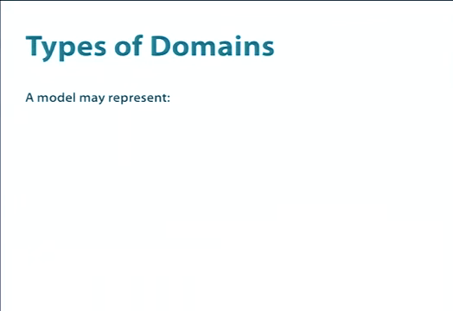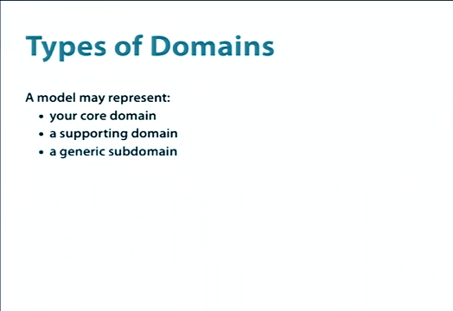How do we distill? If we're looking at any given domain that we're dealing with, a domain is probably going to represent one of three things. It's either going to be our core domain, a supporting domain, or a generic subdomain. So core domain, that's the reason why we're building the software in the first place. That's why it's worth taking the risk of spending all this time on building the software.